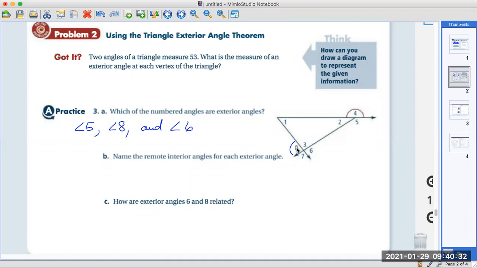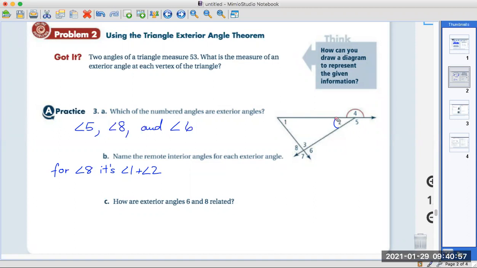For angle 8, the remote, it wouldn't be 3 because that's the one right next to it. It would be 1 and 2. Yeah, see how these two are inside the triangle, the furthest away.